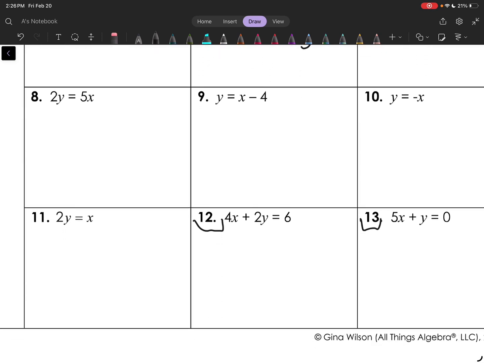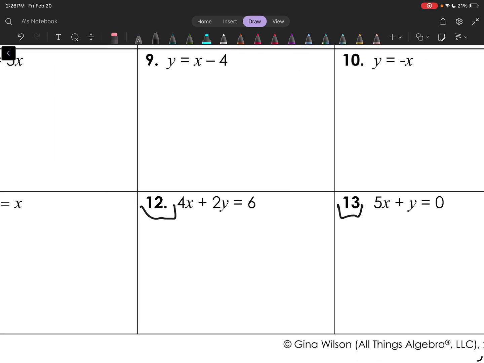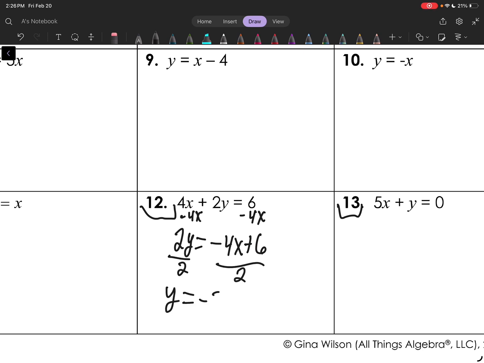Let's look at number 12. I need to solve for y in this problem, so minus 4x on both sides. 2y is equal to negative 4x plus 6. I'm going to divide by 2. Y is equal to negative 2x plus 3. Because I have a plus 3, the answer is no. So I do not have direct variation.